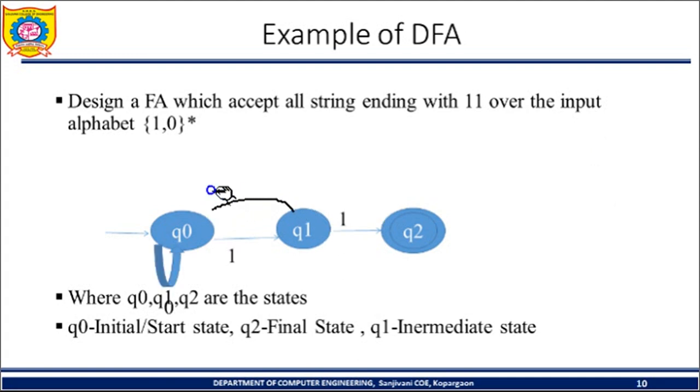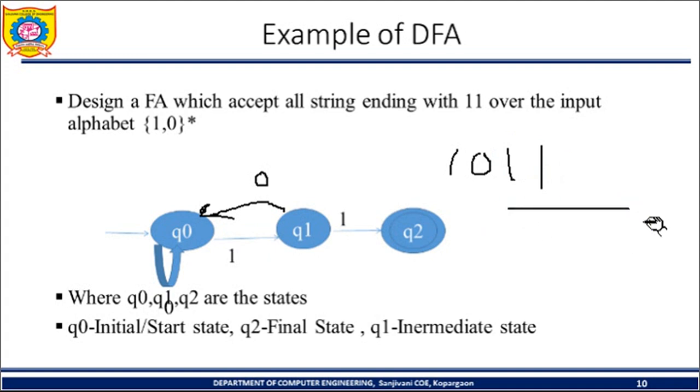If we give 0 to the Q0 state on 0 input, and Q1 state on 0 input, it will be in Q0. So see here, now we need to start from the basics. So 1 0, 1, after that 0, after that 1 and 1. So this string is ending with 1 1.